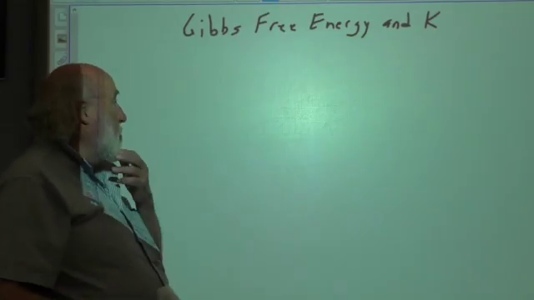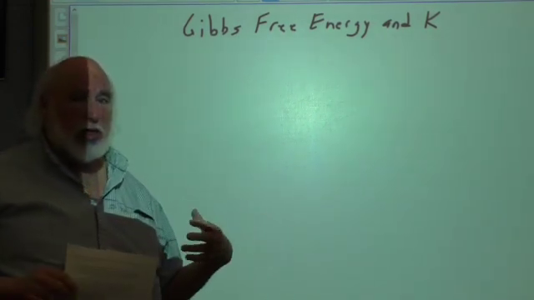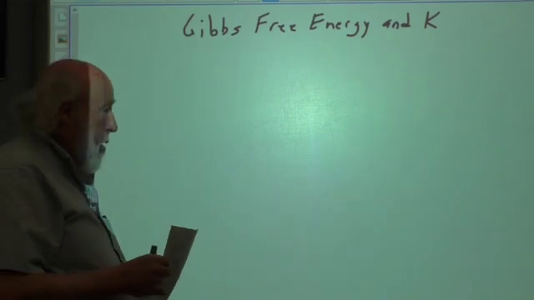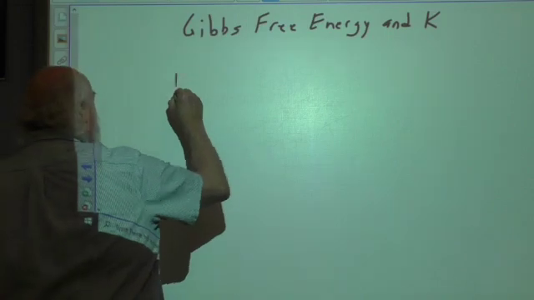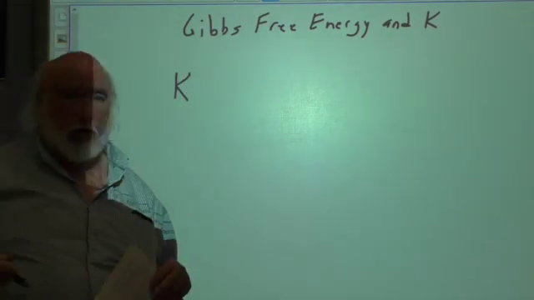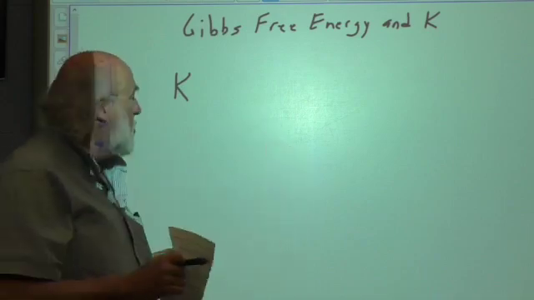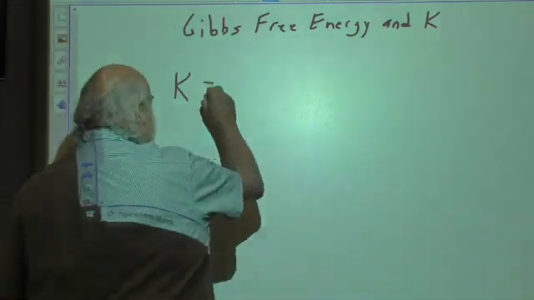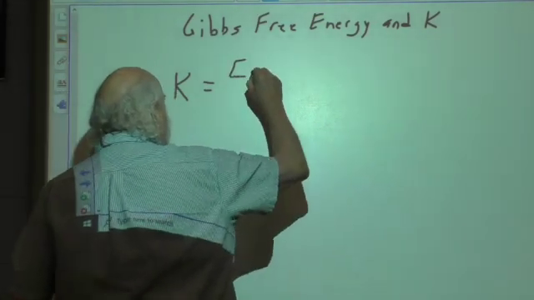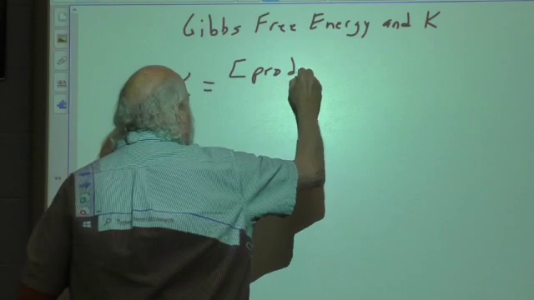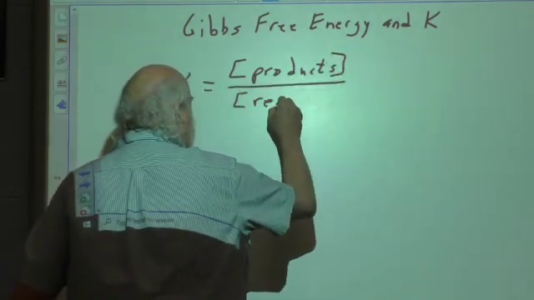All right, the topic for this lesson is Gibbs free energy and K. We're looking at the relationship between the two. Now, to refresh your memory, K is an equilibrium expression. So that means that we have two reactions going at once, one forward, one reverse. And we find the value K as being the concentration of the products over the concentration of reactants.